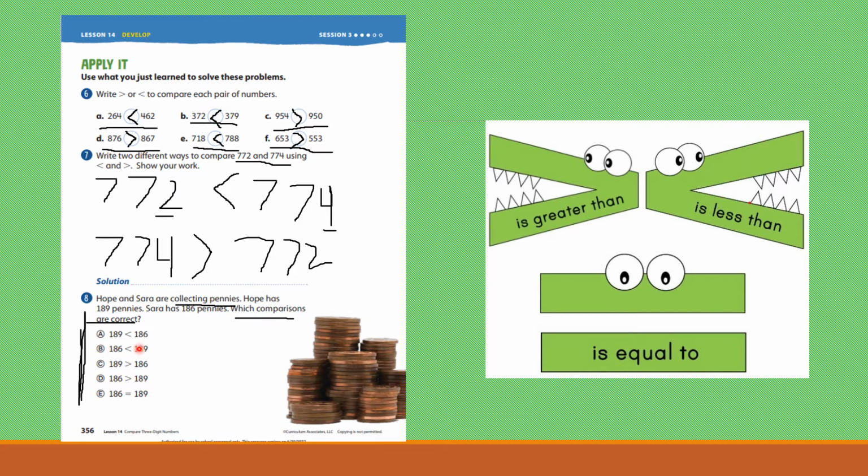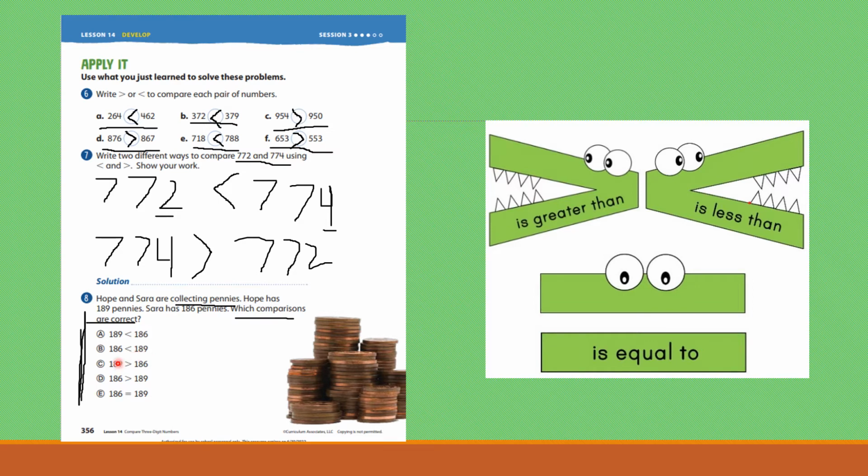189 and 186. Both have hundreds. Both have eight tens, but I have nine ones and 6 ones. This reads 189 is less than 186. Is that true? No, it is not true. 9 is greater than 6. And this is reading 189 is greater than 186 because the alligator's mouth is open to the smaller number. So A is not correct.